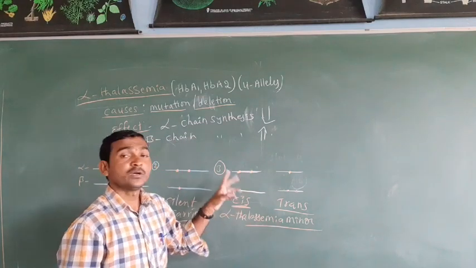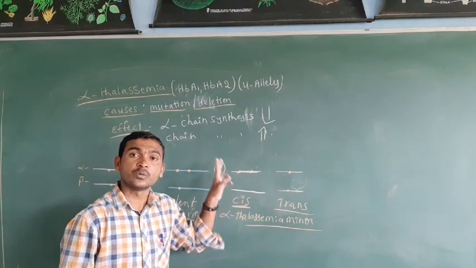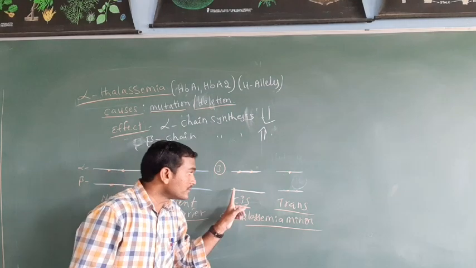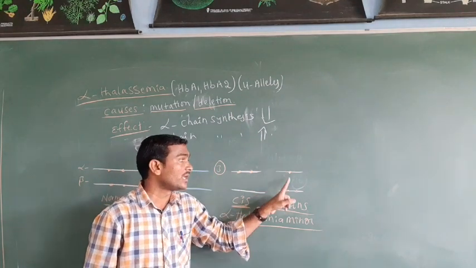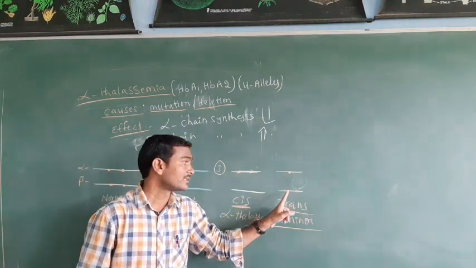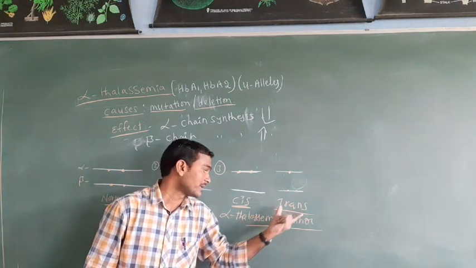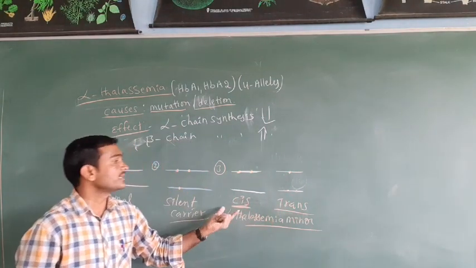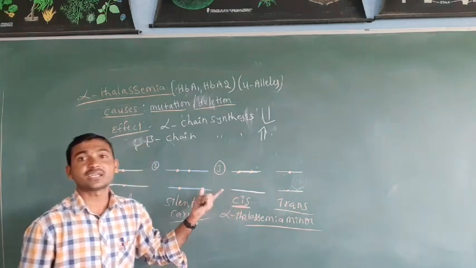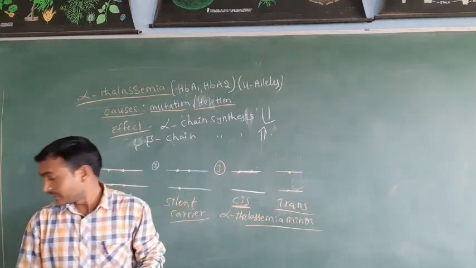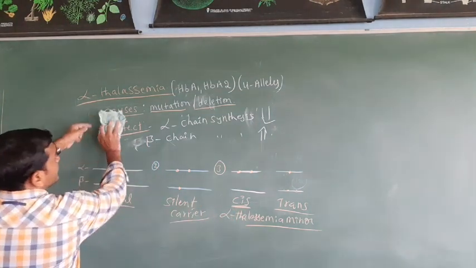Cis type, what happened? The two alleles are absent in only one chain. Here, the two alleles are absent from one alpha chain, and another one from one beta chain. Like that is the trans type of alpha thalassemia minor, and the remaining one is the cis type of alpha thalassemia minor.